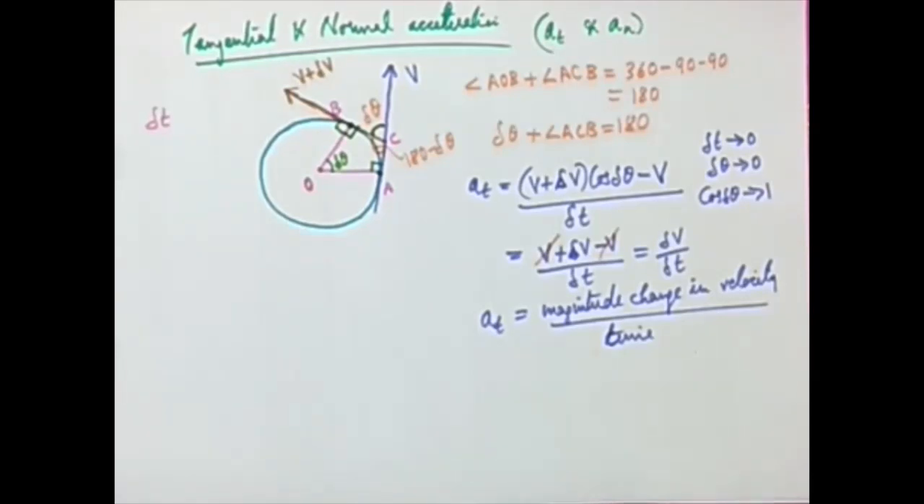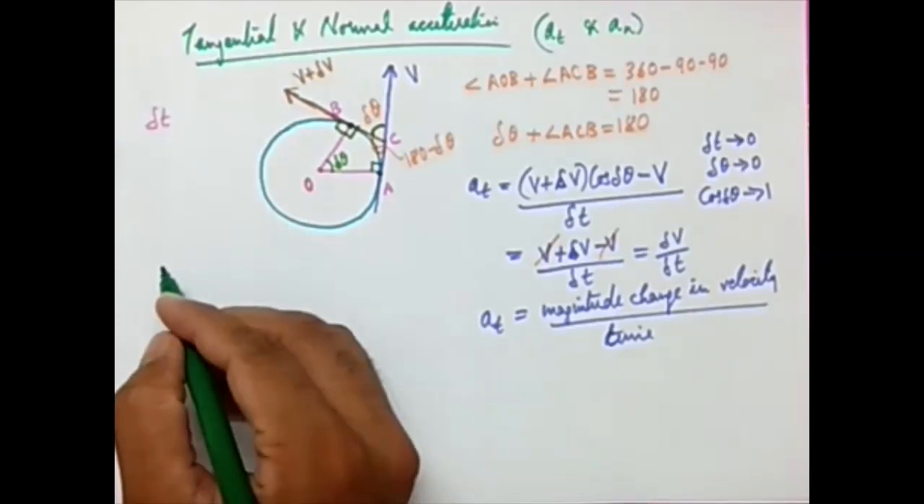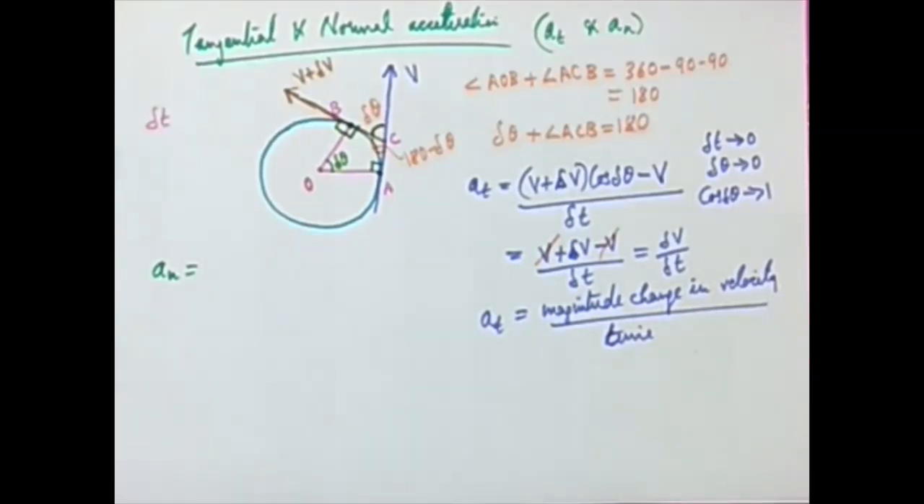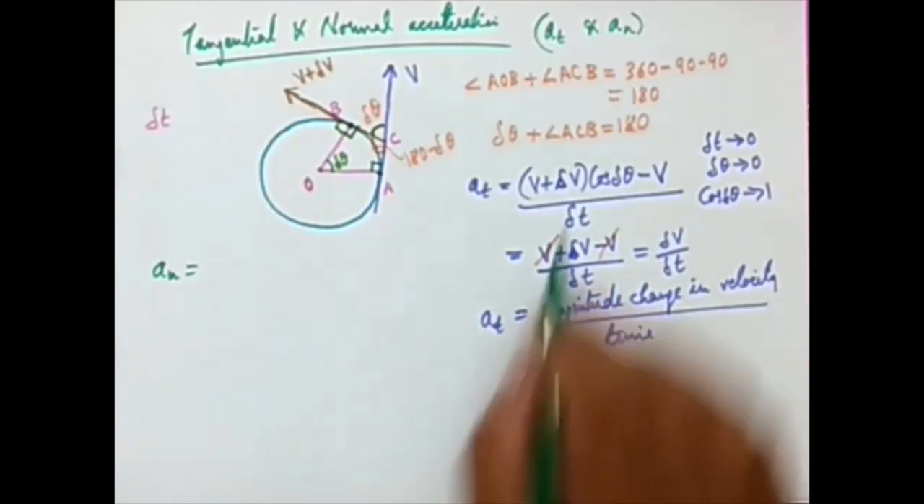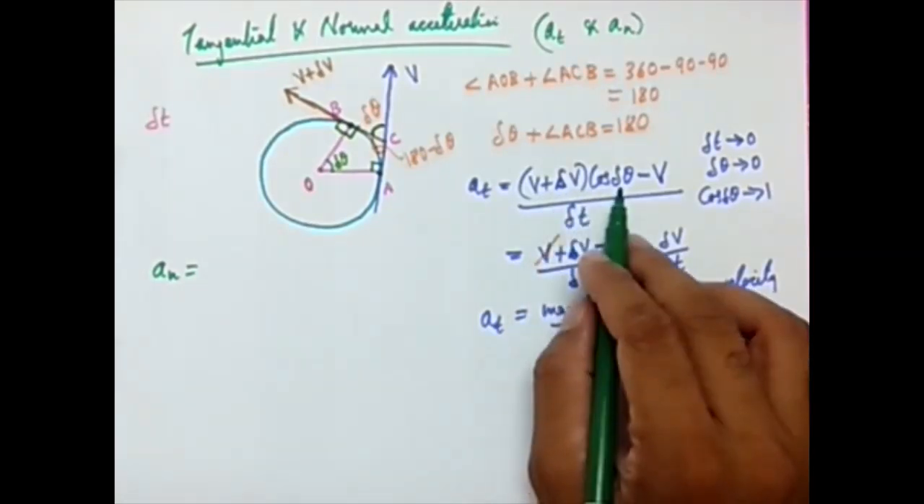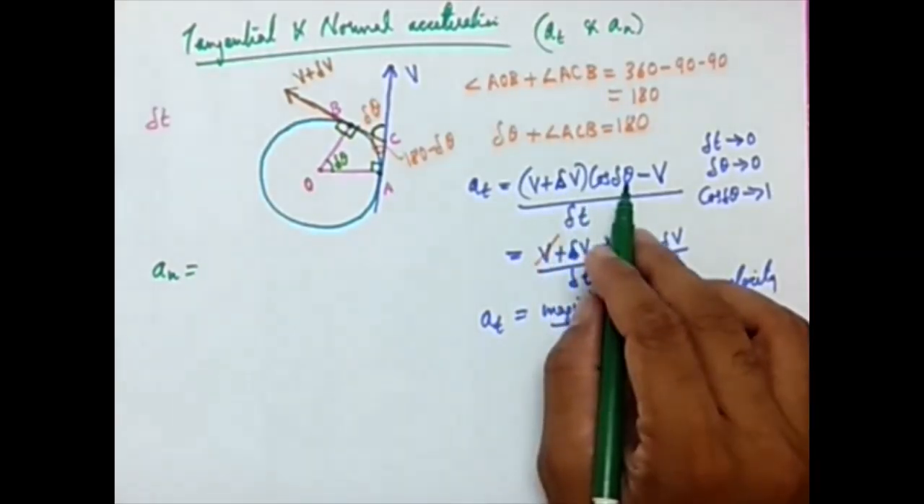Now what about normal acceleration? I have the tangential component, now I'm thinking about the normal component. So what about the normal component? I'm going to calculate an. This was the expression for at. Now I'm going for an. What will be an? This is the tangential component. So what will be the normal component? The normal component of this will be sine delta theta, right?